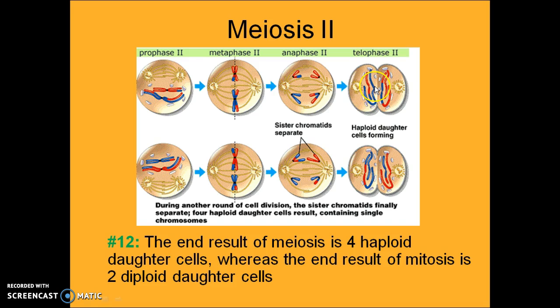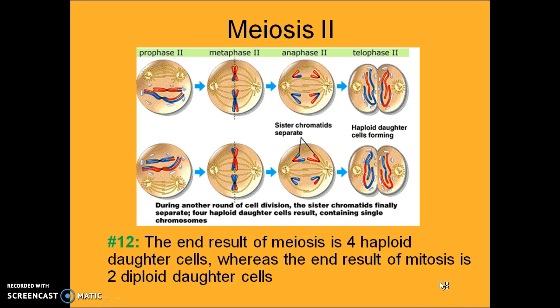But if we could see it still as chromosomes, we would see that we have 2 chromosomes in each of our daughter cells. And this time, since we've separated the chromatids, they are not replicated. They don't look like X's. So we have 4 daughter cells here. Each one has 1, 2 chromosomes.